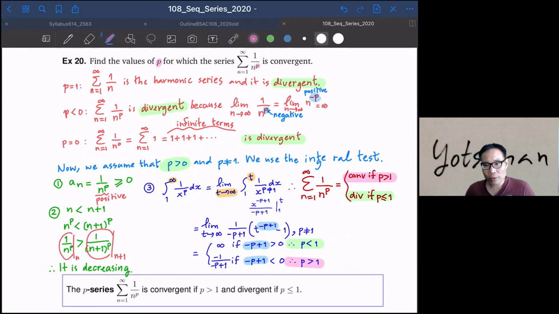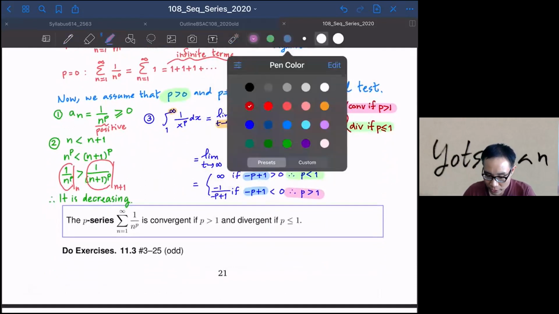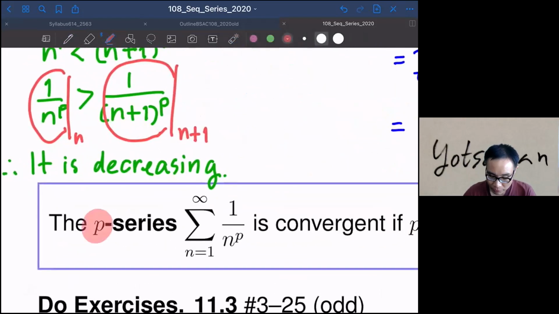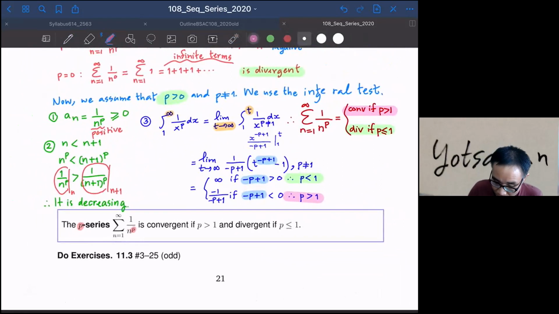So this form of series is called the p series. The letter p that you see here is a parameter. And it turns out to be convergent if you have p positive, more than 1, and it turns out to be divergent if p is less than or equal to 1.